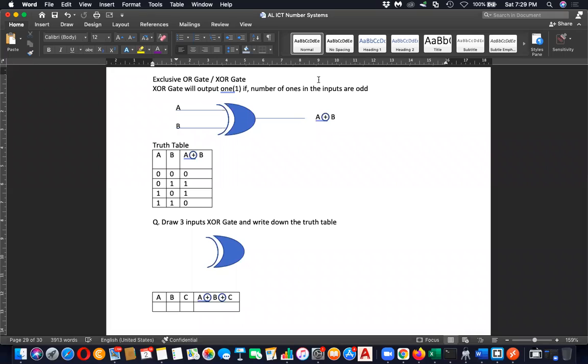Yes. So here also we want to count the ones and put the results. For an example, if A, B, C, all 3 are zeros, number of ones are 0, so it is 0. Likewise, you have to fill. The same symbol you have to use. Only difference is you have to increase the number of inputs.